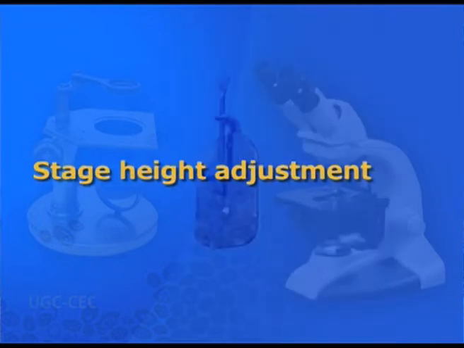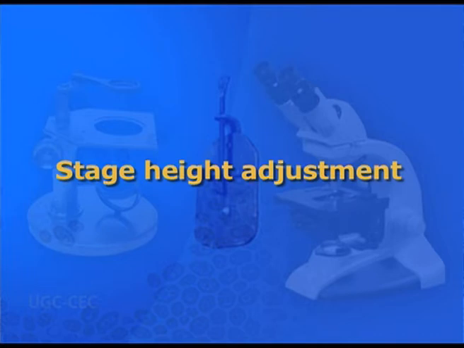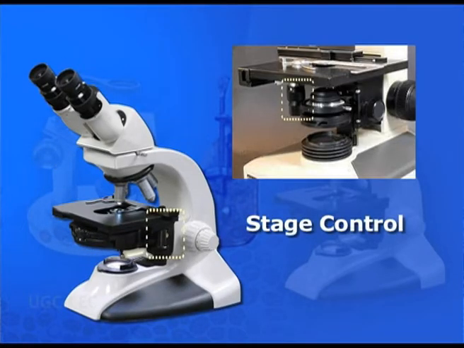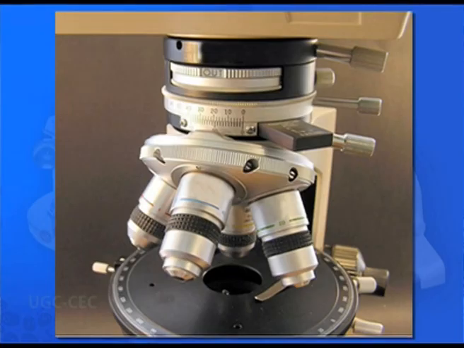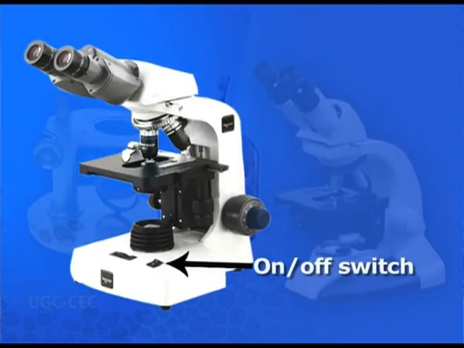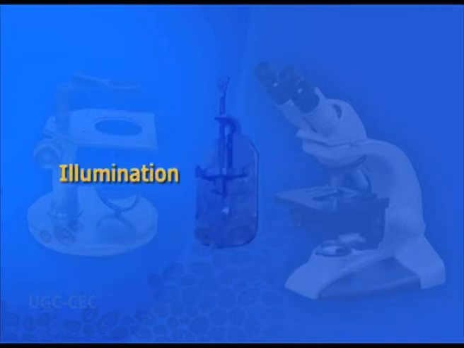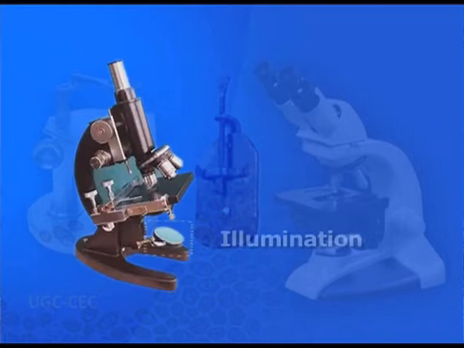Stage height adjustment or stage control. These knobs move the stage left and right or up and down. Aperture. The hole in the middle of the stage that allows the light from the illuminator to reach the specimen. On-off switch. This switch on the base of the microscope turns the illuminator off and on. Illumination. It is the light source for a microscope.